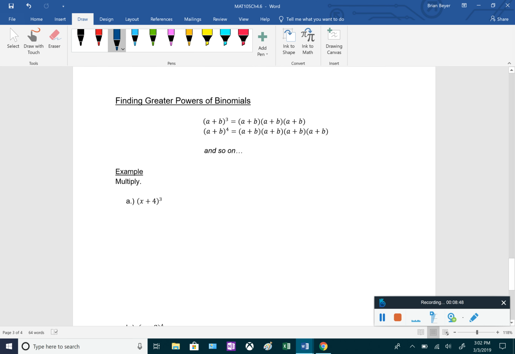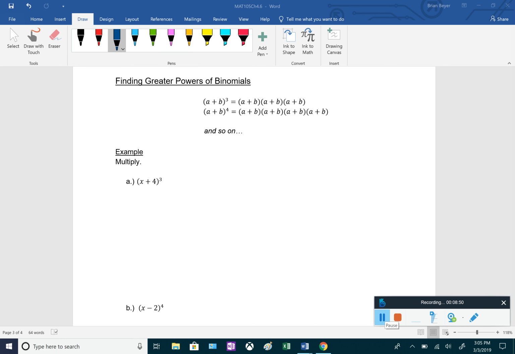So let's do one more page here. So now we'll be finding greater powers of these binomials. So we were having them squared so far, so now we can have them cubed, we can have them to the 4th power, we can have them to the 5th power. So with cubed, a plus b cubed, we just have to keep in mind that that's a plus b times a plus b times a plus b. A plus b to the 4th would be a plus b times a plus b times a plus b times a plus b, and so on.